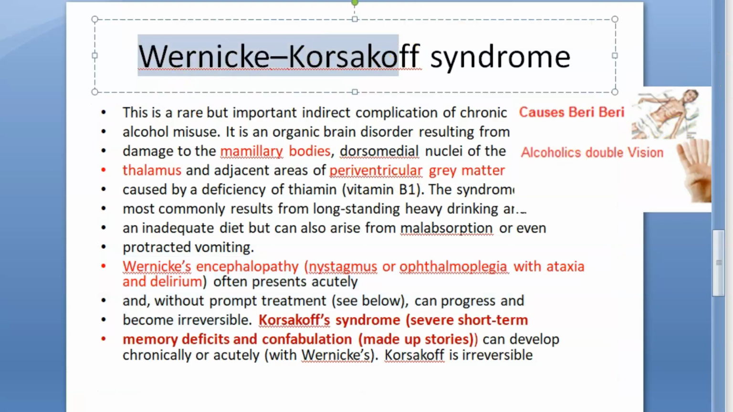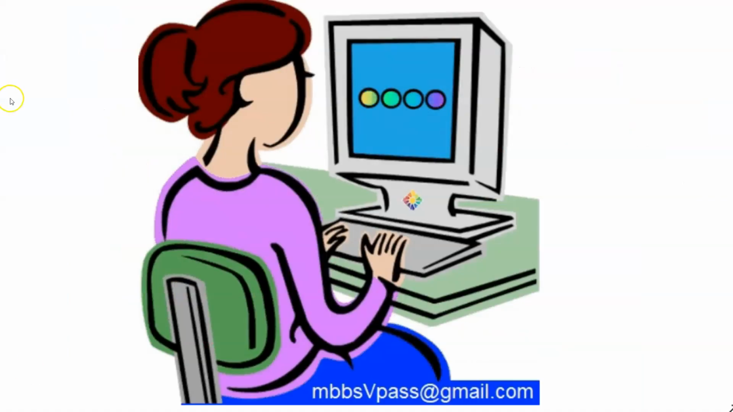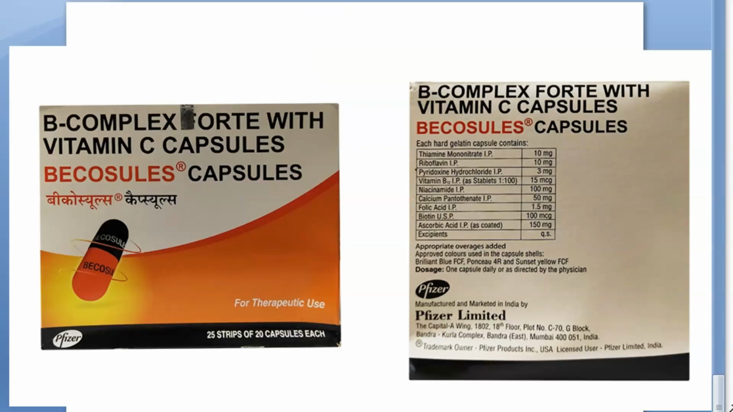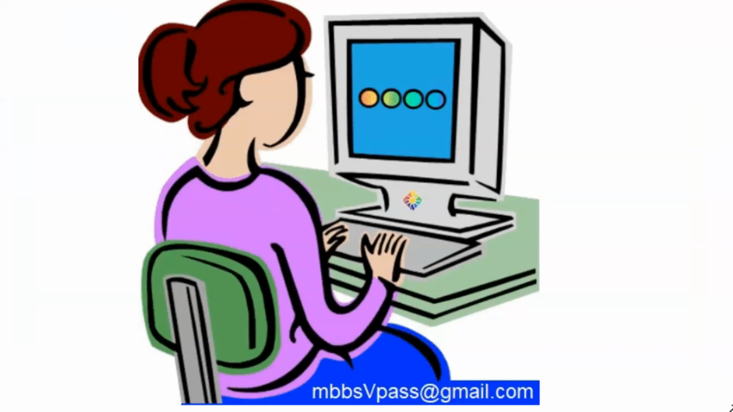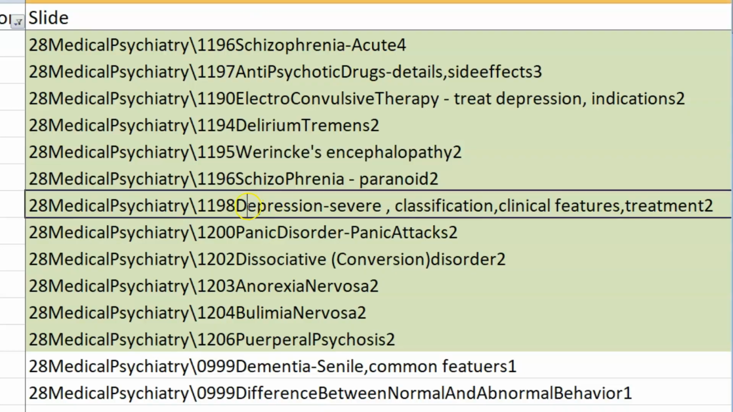So mostly you will see this in alcoholics, etc. Even in hyperemesis gravidarum, if there is too much vomiting and if they are having electrolyte imbalance, etc., thiamine deficiency can result. Okay, that's why in pregnancy also they give thiamine. So not just vitamin B1, that is thiamine, they're giving all types of vitamin B in these vitamin B complex capsules. So are you able to understand, people? Now let's move on to depression.